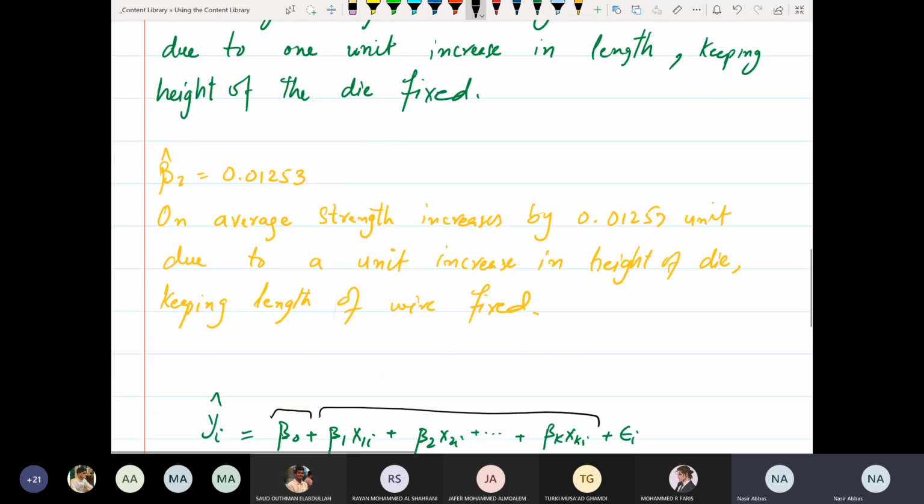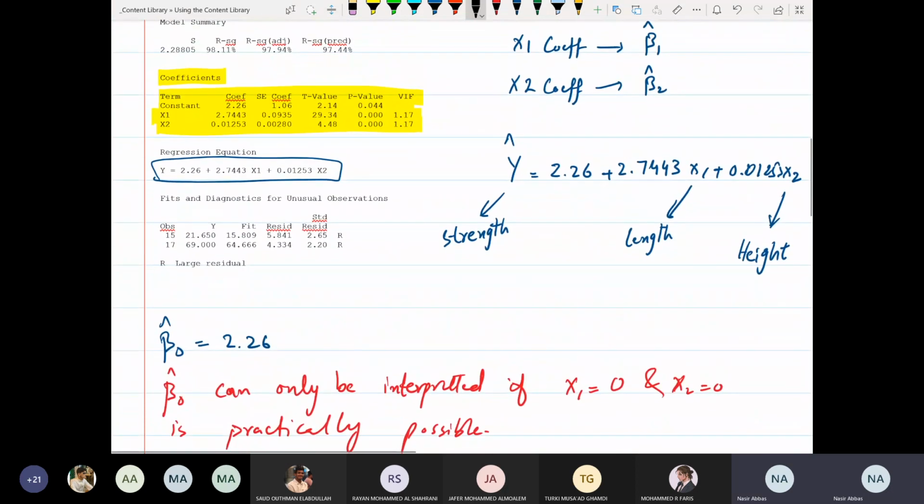Like when we have two variables, we have three estimators. There's 2.26, there is 2.7443, and there is 0.01253. So always when you have k variables in the model, the number of parameters you have to estimate is k plus 1, because there is one intercept in the model.